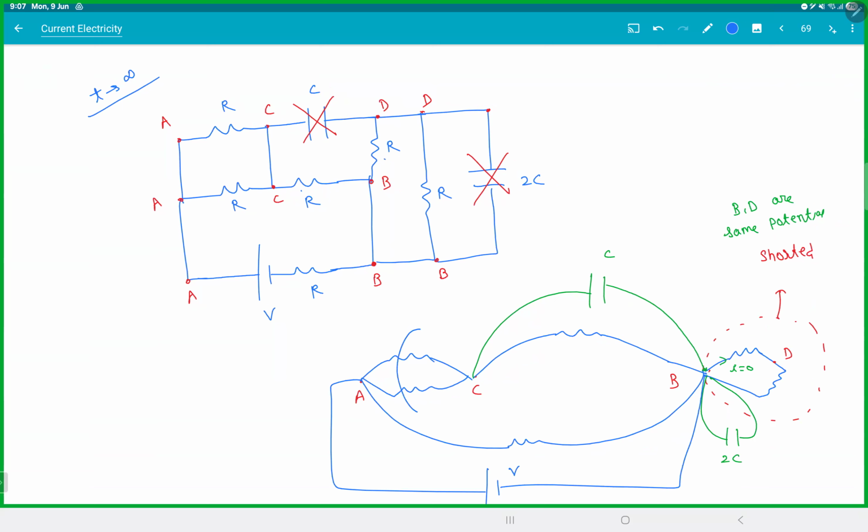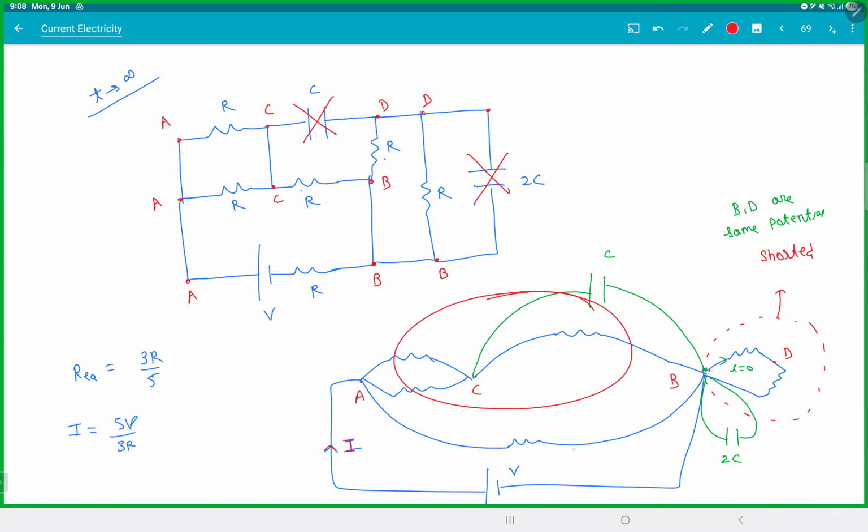What are these two? These two are in parallel, that is R by 2. This in series, 3R by 2, 3R by 2 and R. How much is that? 3R by 2 and R, 3R by 5. So current I will be 5E by 3R. So current I will go from here. This will split. How much will it split?